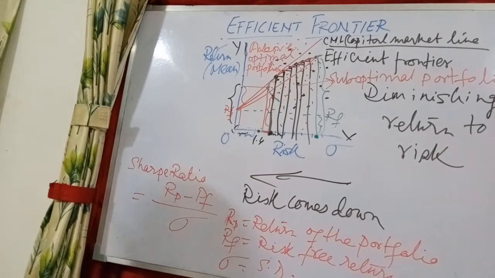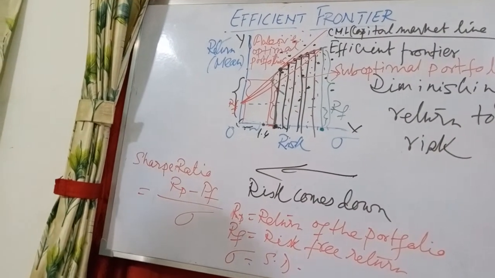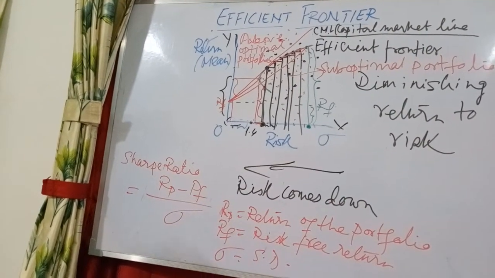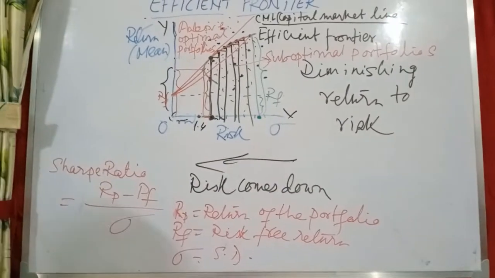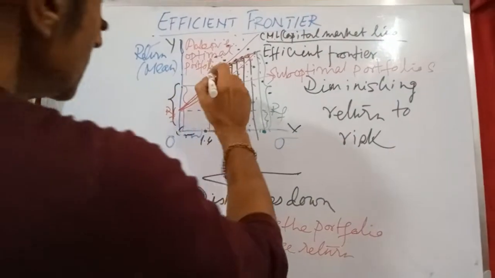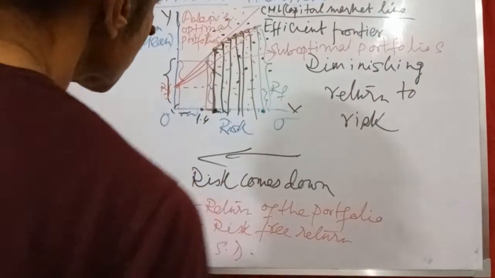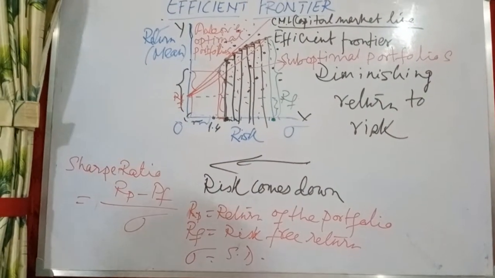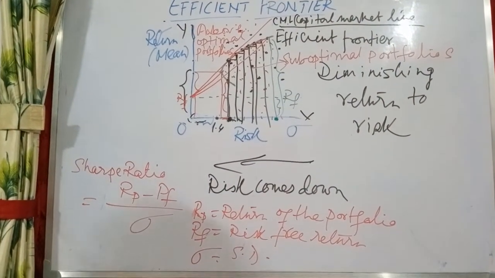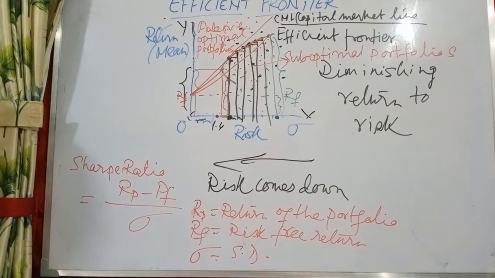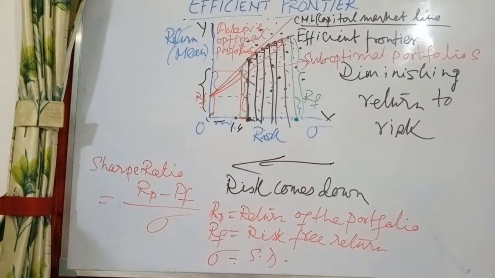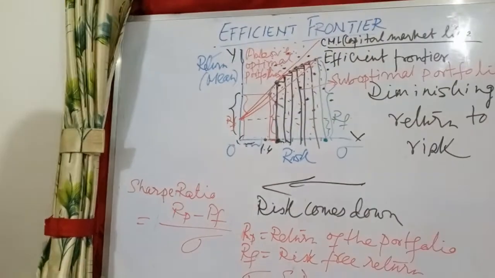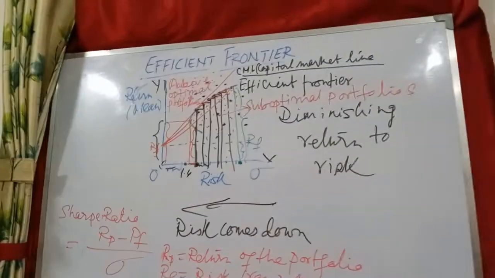So this is all about efficient frontier, efficient portfolio, and tangency portfolio. This is tangency portfolio and Sharpe ratio. We have learned all these things today, in this video. So it is enough for this video.